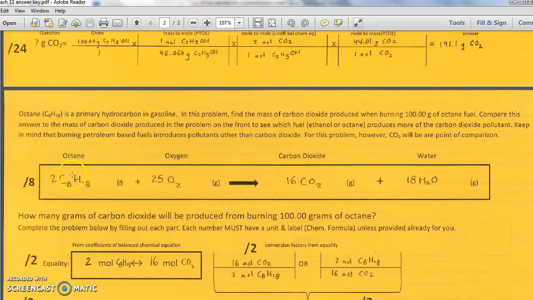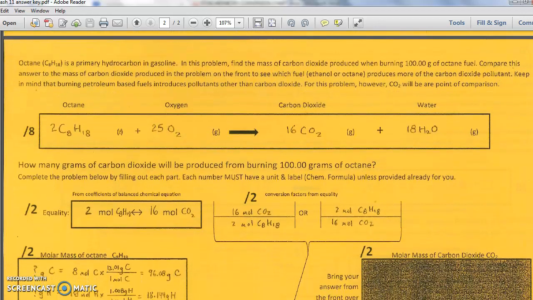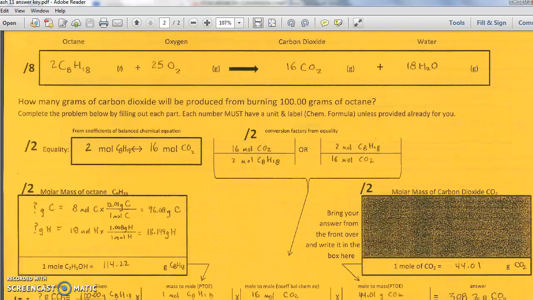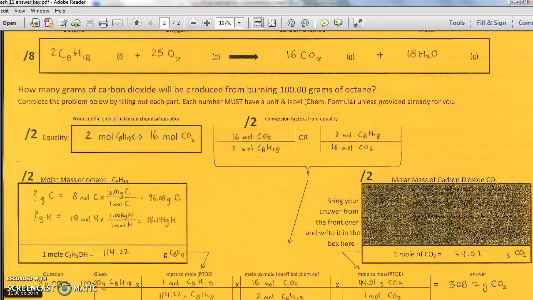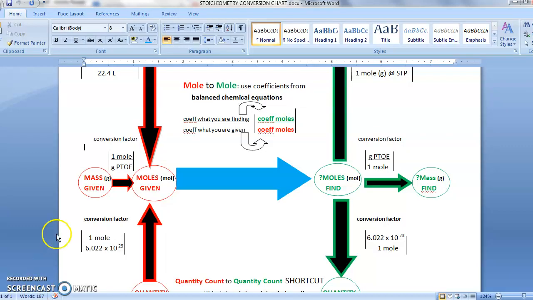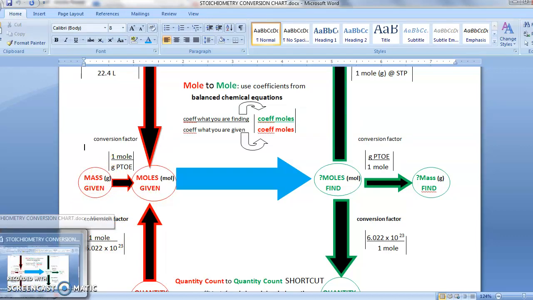We need that because we're going from grams of octane, 100 grams of octane, to grams of carbon dioxide. And we'll need the chemical equation in order for this to happen. All right, first step, as we see on this page right here. Our first step is to go from 100 grams of octane to moles of octane. To do that, we'll need the periodic table to add up the molar mass of octane.